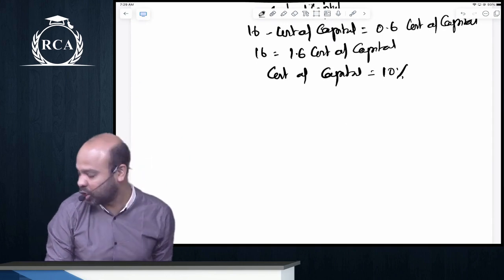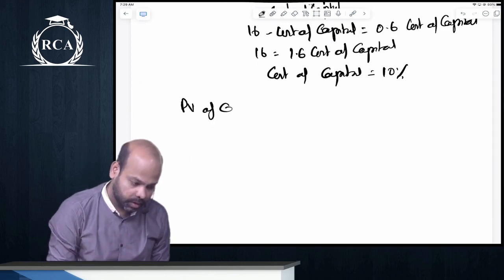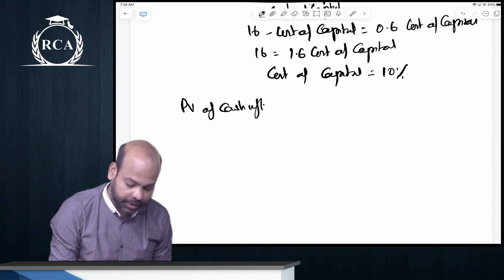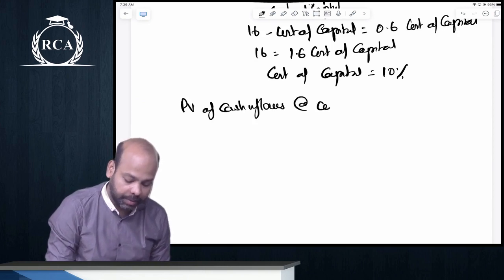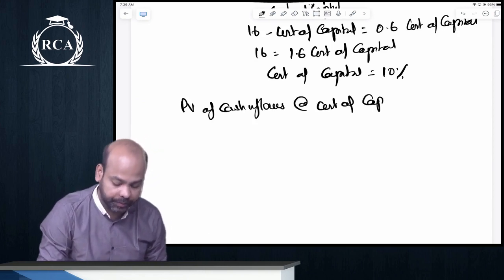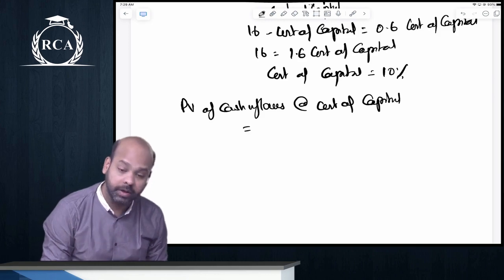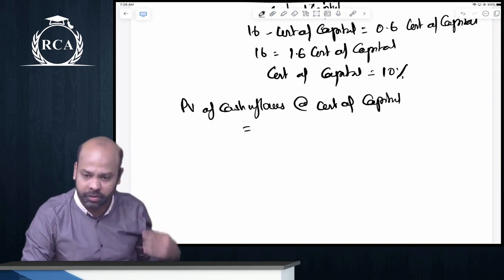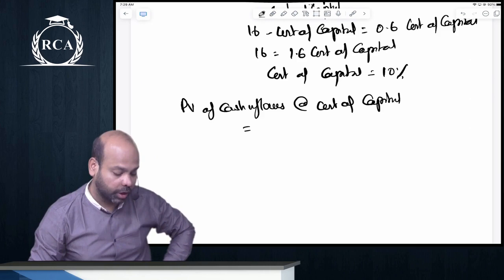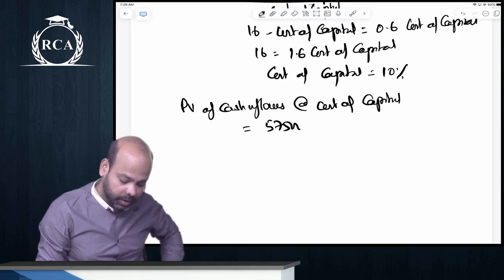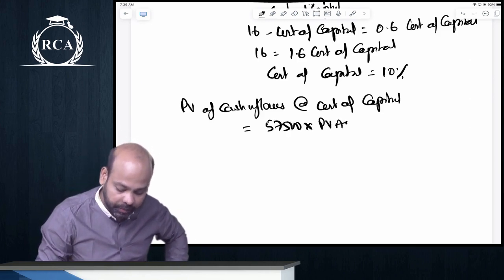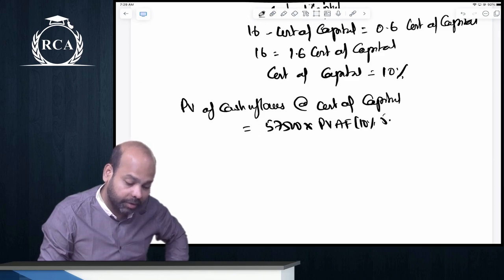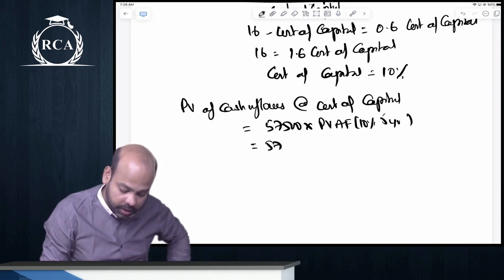What is the present value of cash inflows, guys? Present value of cash inflows, beta, at cost of capital. This is to compute what, guys? NPV. Don't we discount cash flows at cost of capital? How much is your annual cash flow, beta? 57,500. This multiplied by PVAF at 10%, guys, for a span of 5 years, which is given as 3.791.